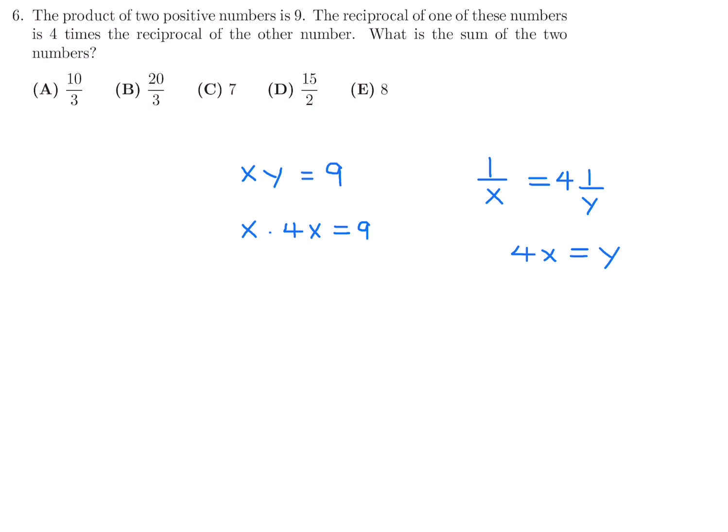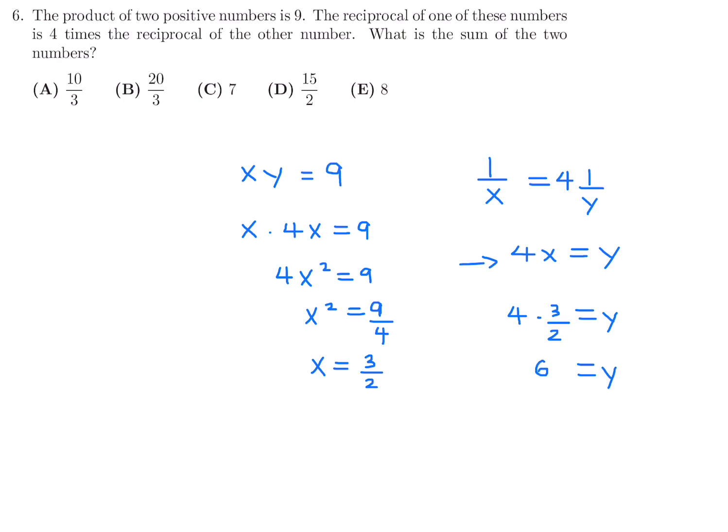So this gives me 4x squared is 9, and therefore x squared is equal to 9 over 4. And when you take the square root, you get 3 over 2 for x. Substitute that value into this equation, and you'll get that y is equal to 4 times 3 over 2, and therefore y is equal to 2 times 3, which is 6. So x is 3 over 2, y is 6.